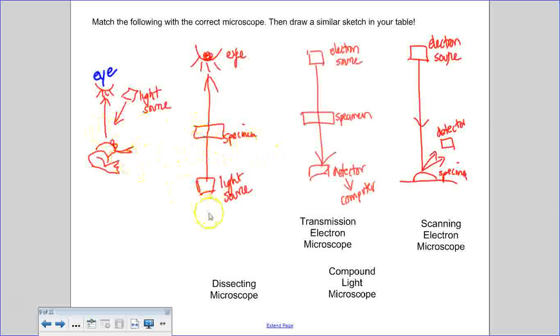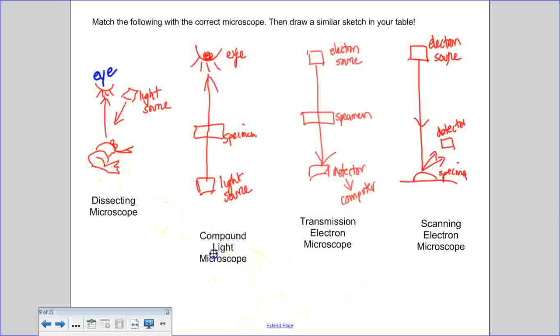Alright, the two light ones. This one, well, that's supposed to be a little frog. Not a great drawing. So it would be dissecting microscope. The light shines down on the specimen and gets reflected up through objective lenses towards the eye. So it only magnifies at a certain amount. Then, last but not least, this is the one we're most familiar with, where the light comes up through your slide, up through the objectives into your eye. That would be compound light microscope.